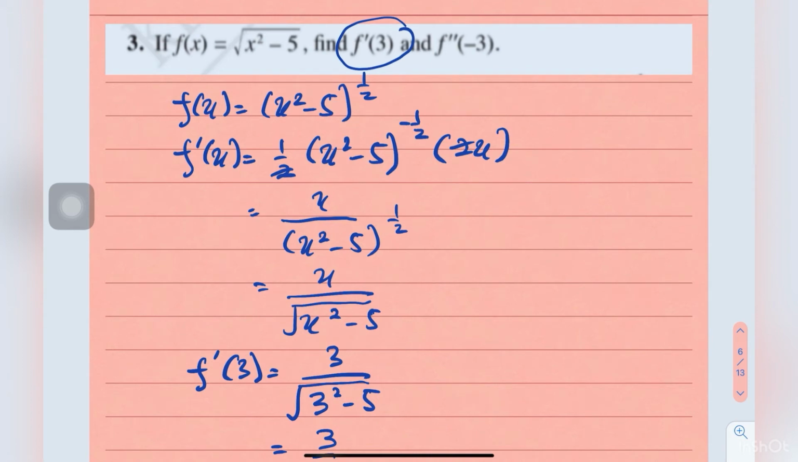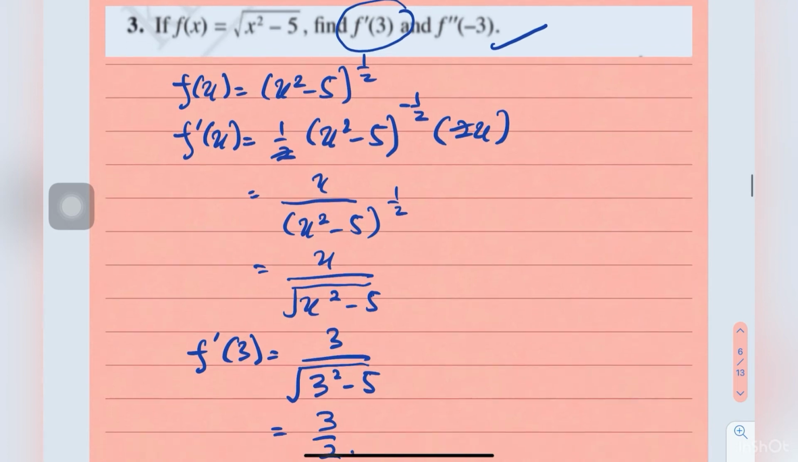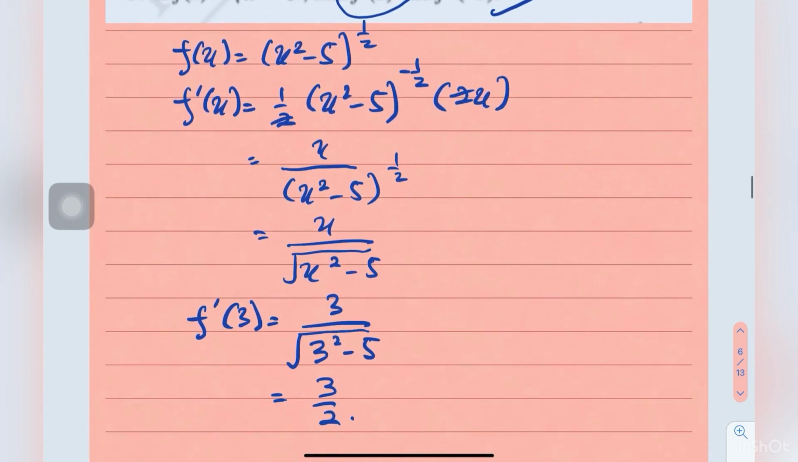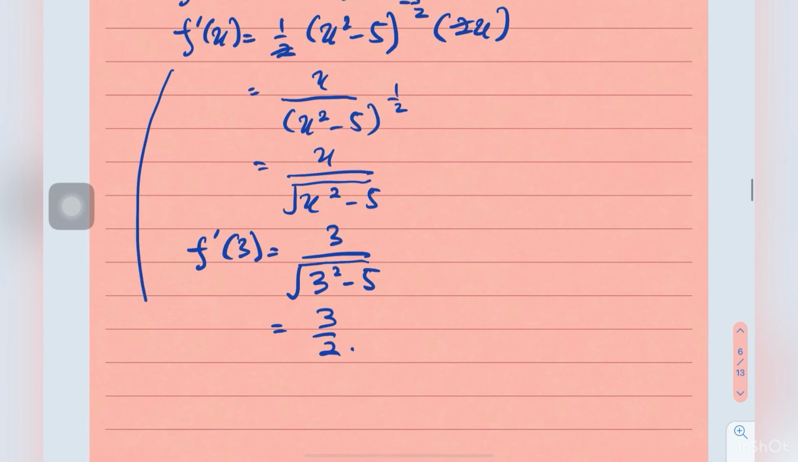So you have to find another one, f double prime negative 3. Meaning that you have to differentiate another time and then substitute x equals negative 3 into f double prime. From previously, this is our f prime x.